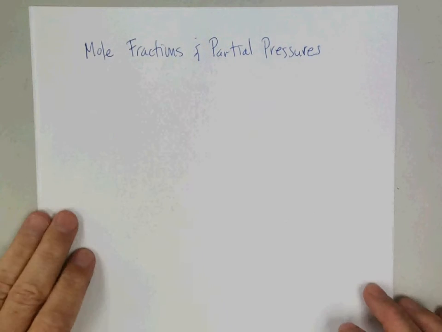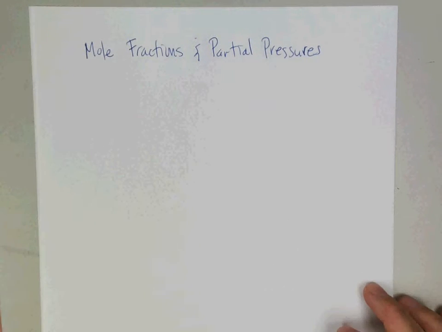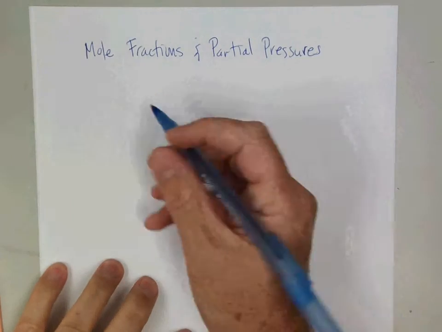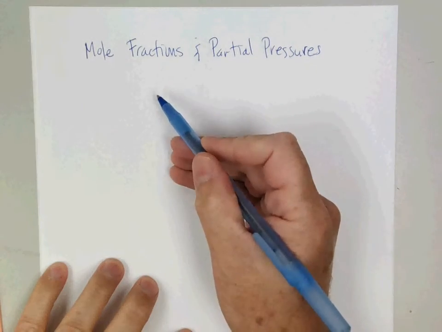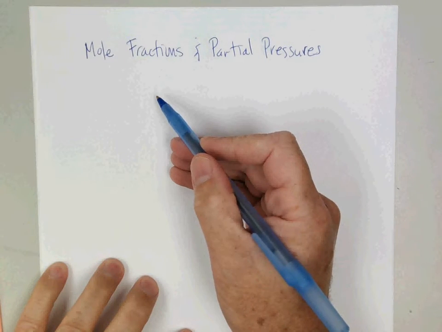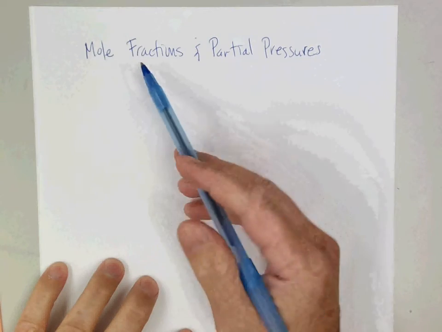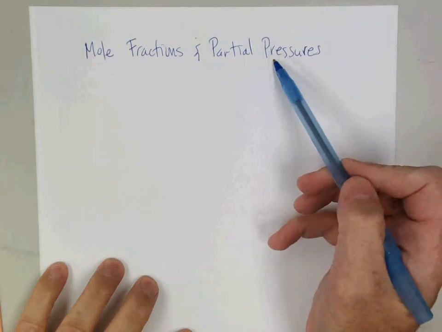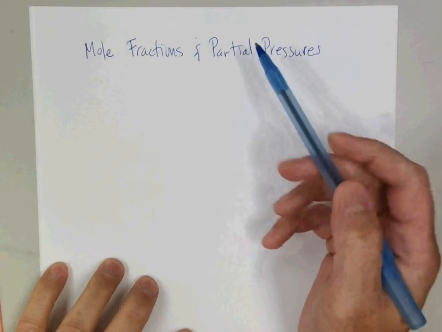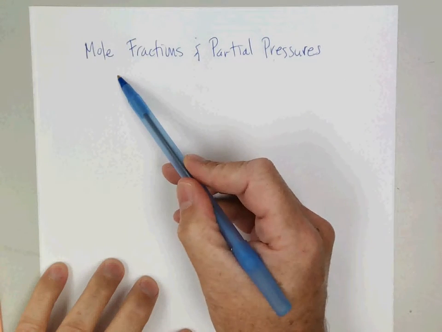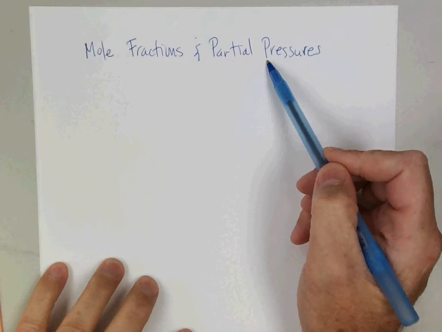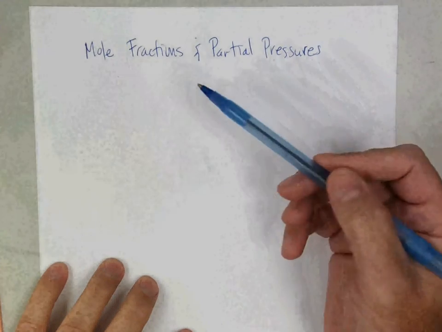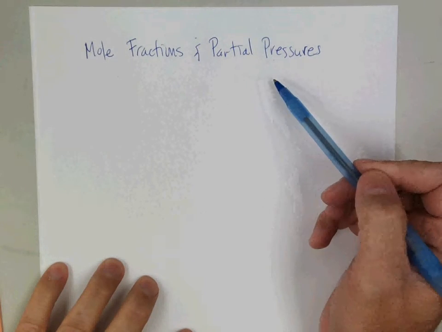Today we're going to look at mole fractions and partial pressures. So remember, a mole fraction is looking at a mixed gas and the fraction that that gas has in the container. And it is proportional to the partial pressure. So for example, if you have 20% oxygen, then 20% of the pressure is due to oxygen. So the partial pressure would be 20% of whatever your total pressure is.